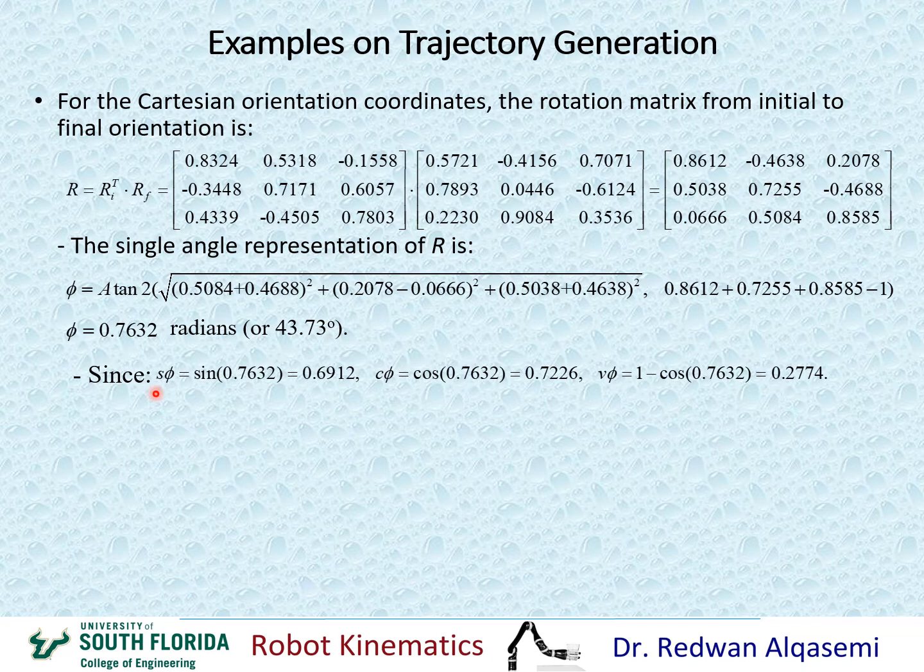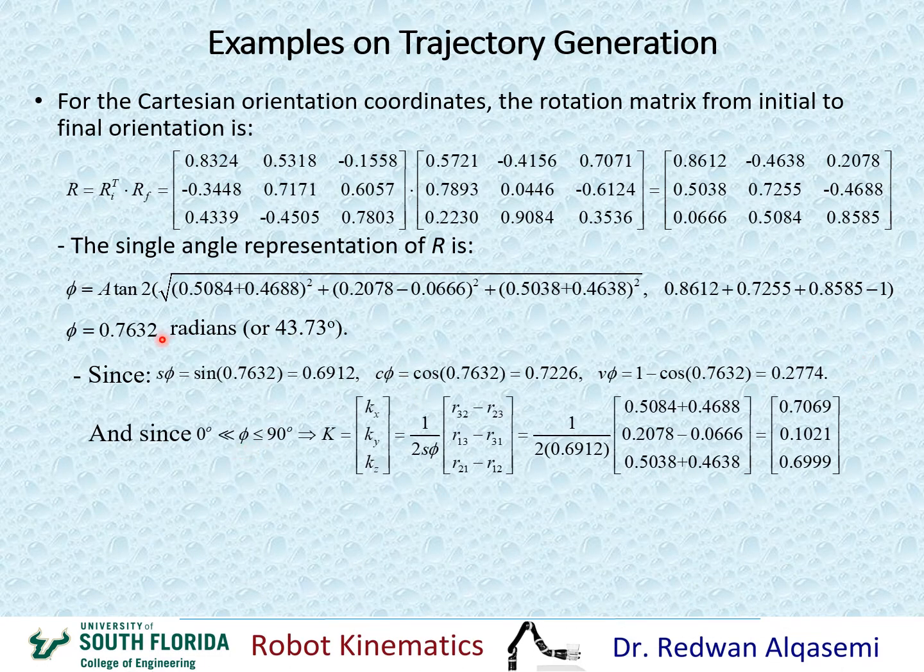Okay, now I'm ready to find sine phi and cosine phi and v phi. So sine phi, I'm just substituting the phi that we found here, which equals this number, and then cosine phi equals this number, and then v phi is 1 minus cosine phi, which is this number.